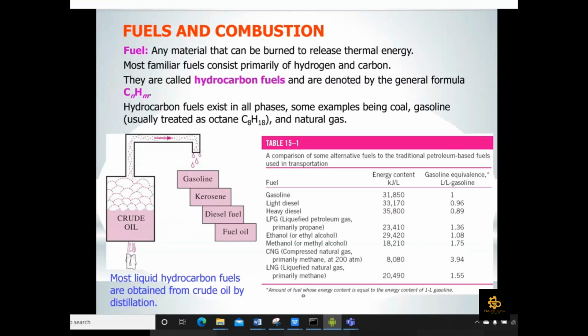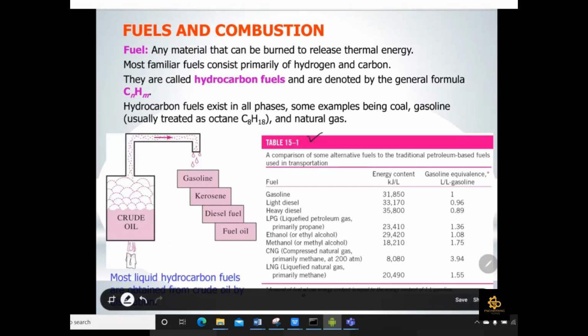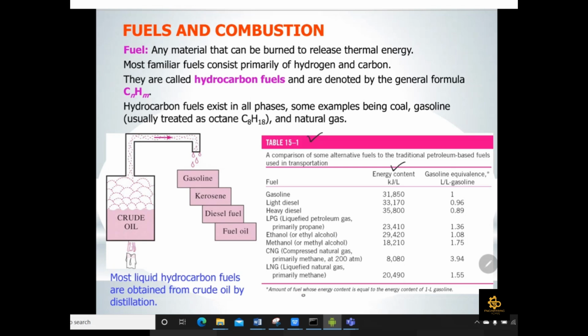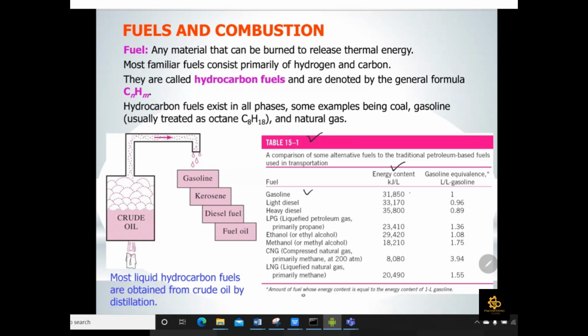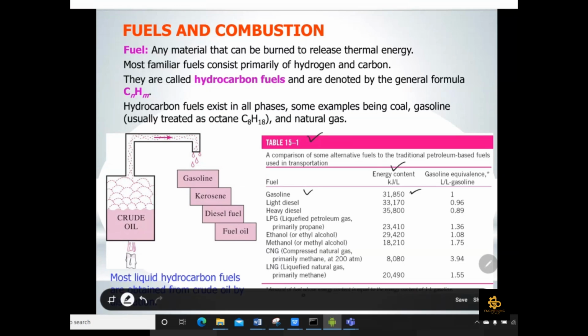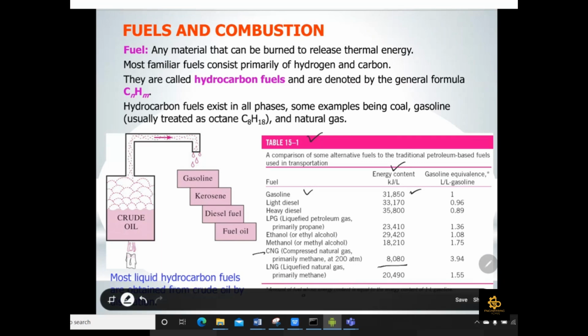We already talked about this in the previous slide. Now the important thing is that here is Table 15-1 from your book. Which fuel we select for the combustion process depends upon how much energy content that specific fuel carries. For example, gasoline contains 31,850 kilojoules of energy per liter. Compared with that, CNG contains 8,080 kilojoules per liter. So that is our requirement.